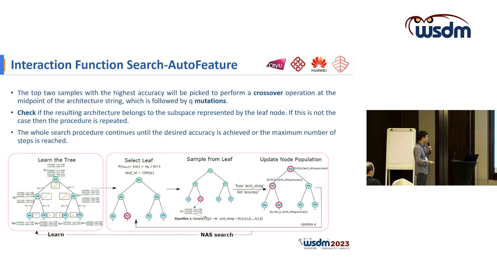Okay, so the overall procedure is summarized here. Given a set of architectures and their corresponding accuracy, we build a tree according to their performance. We sample a leaf node, and given this leaf node, we create a new architecture, test its performance, and add this performance and the architecture into the population again. And hopefully after several rounds, the overall accuracy of this population would be higher and higher.